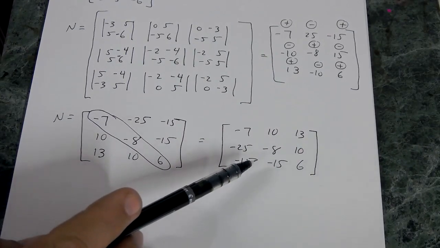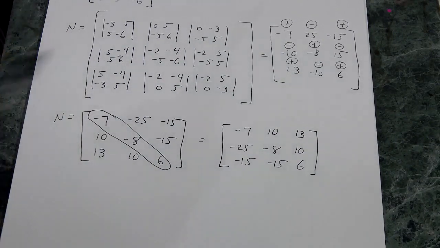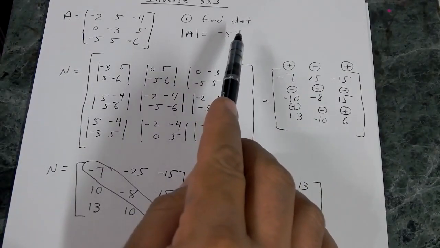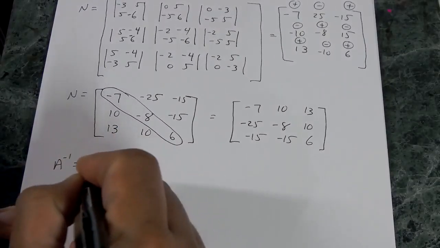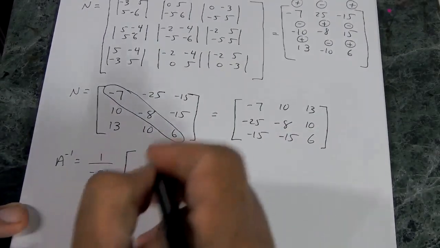All we have is one more step. Remember that determinant that we did up here? So to find the inverse, A inverse is 1 over that determinant times this matrix.